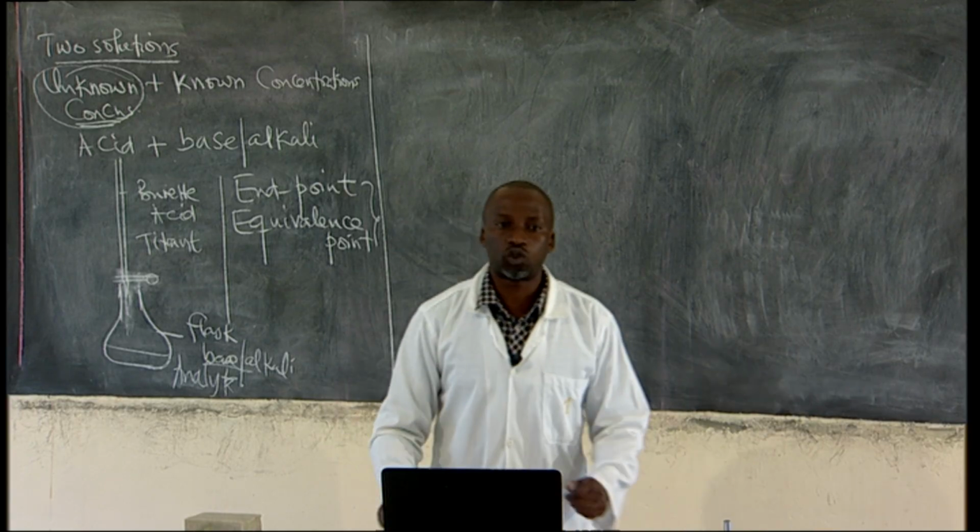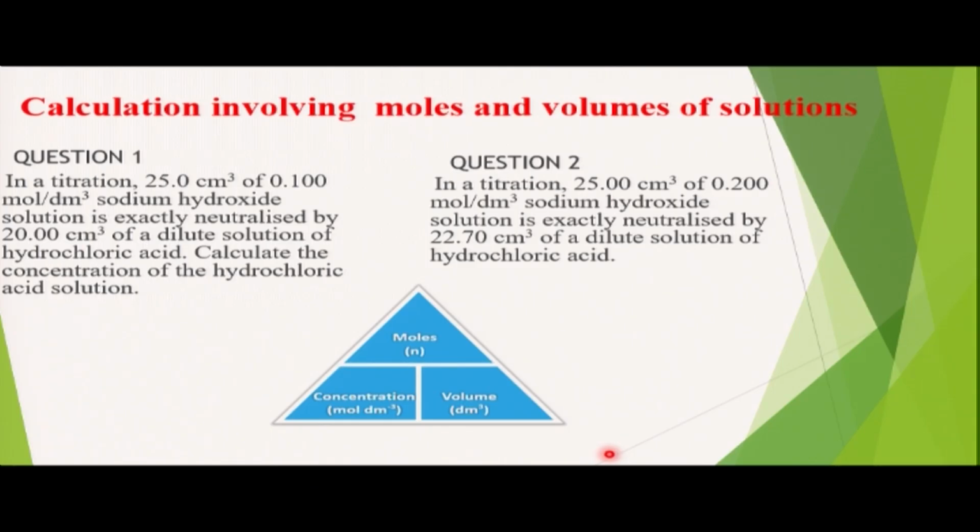So moving on to the calculations involving moles and volumes, you still need the calculator. You'll need that triangle, because we have used this triangle before, where we have the number of moles, the concentration, and the volume. The concentration in moles per liter is the molarity. You should remember that. And we said the concentration is equal to number of moles divided by volume. So from there, you can get the moles, the volume, or the concentration. You need to remember that.